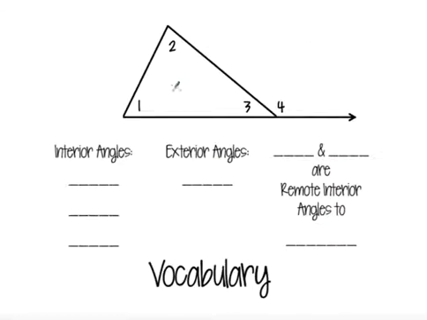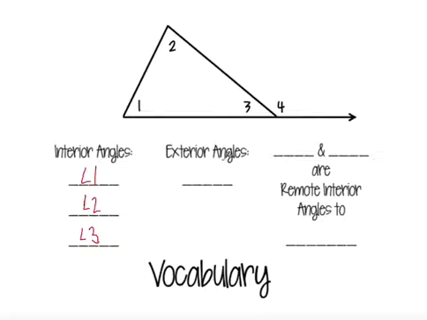So looking at the diagram here, we want to label our interior angles, our exterior angles, and then give two remote interior angles to an exterior angle. So remember, my interior angles are my angles that are inside the triangle. So that would be angle 1, angle 2, and angle 3.